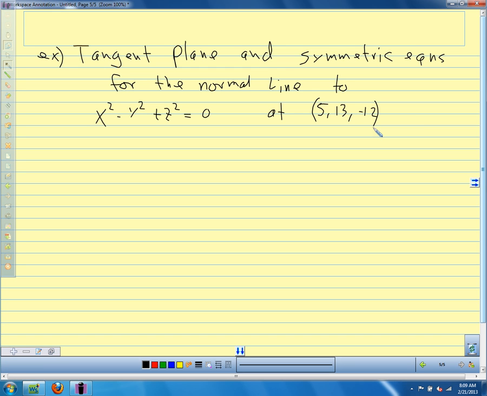We need to find the gradient. The gradient's going to give us the normal, not the line, but the normal vector. So the gradient's going to give us our direction numbers for our line and for our plane. So del f gives a normal vector. So we have f of x, y, z here equals a constant. So del f is going to give us our normal vector. So del f, our gradient here, what's going to be our gradient vector?